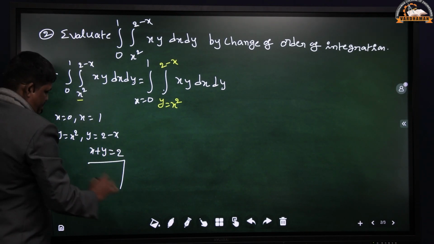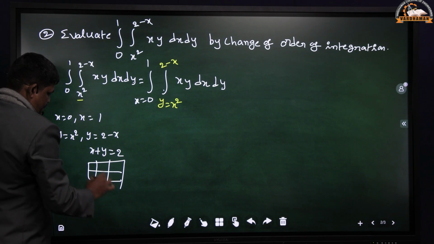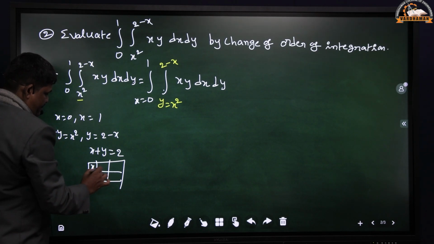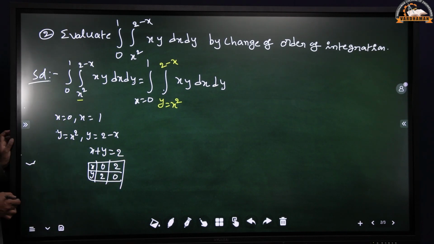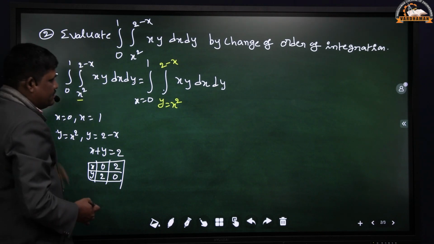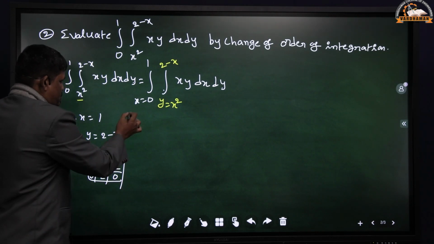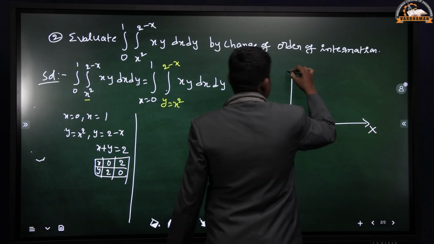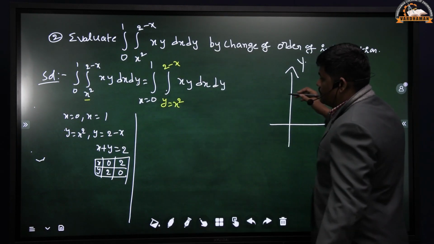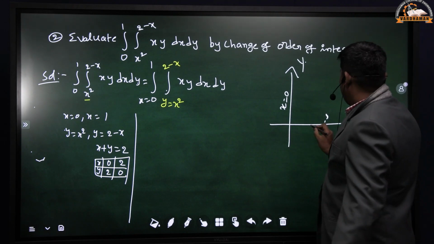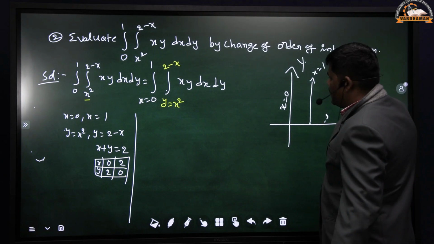For the diagram, make one step with x value and y value. If x is 0, y is 2. If y is 0, x is 2. So let's move to the diagram. The diagram has the x-axis and y-axis, and first I am drawing this: x is 0 and somewhere x is 1.